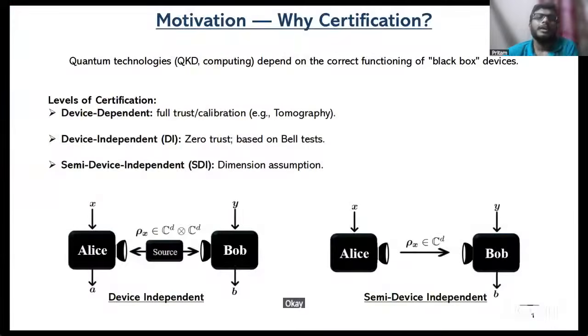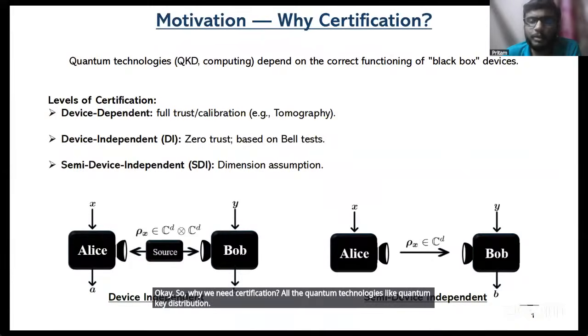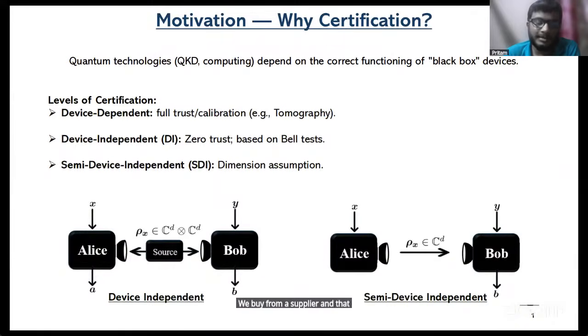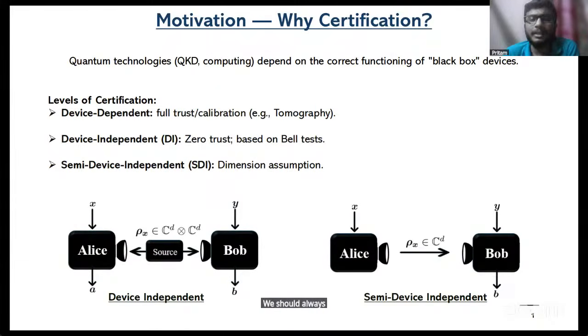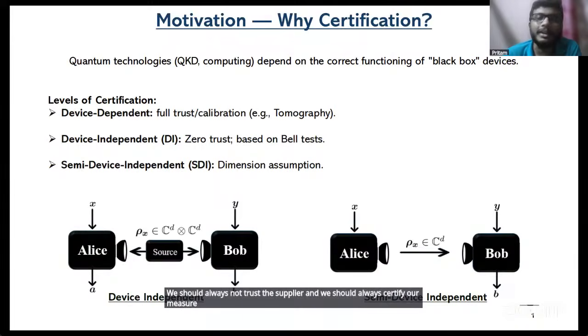So why do we need certification? All the quantum technologies like quantum key distribution, quantum computing, and quantum random number generators all depend on black box devices. Why are these black box devices? Because we buy from a supplier, and that supplier may supply a malicious device to harm our protocols, right? So we should not always trust the supplier, and we should always certify our measurement and preparation devices.